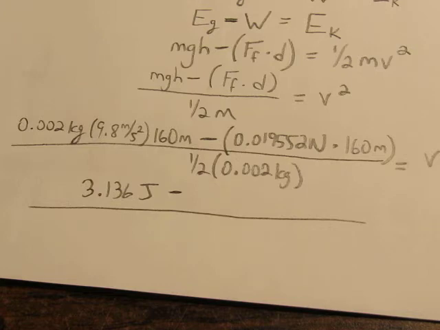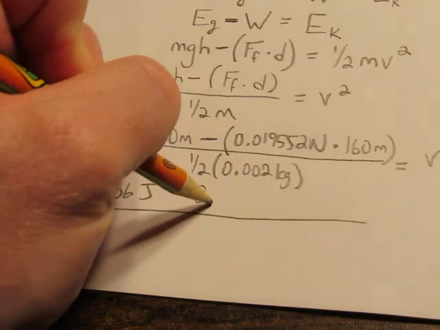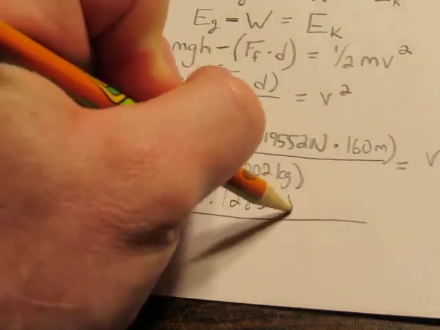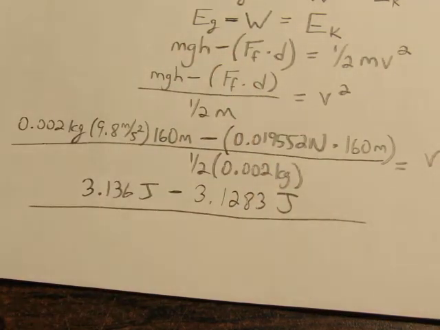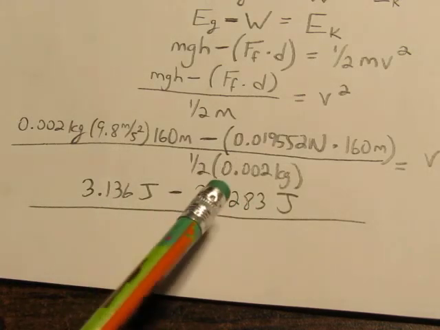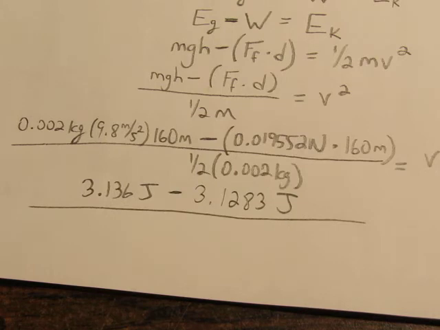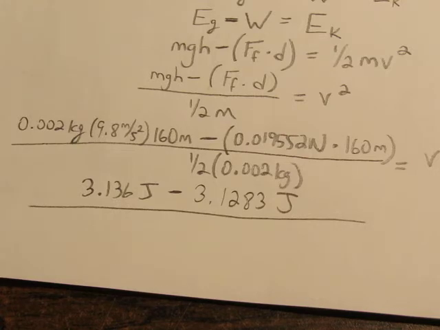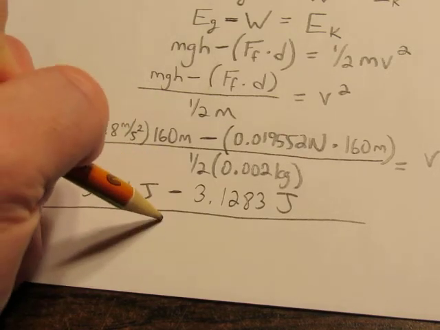And the value is 3.1283 joules. So you can see most of the energy that was there in the beginning is actually going to get burned off as heat on the way down. And there's not going to be very much energy left to be converted into kinetic energy at the bottom.